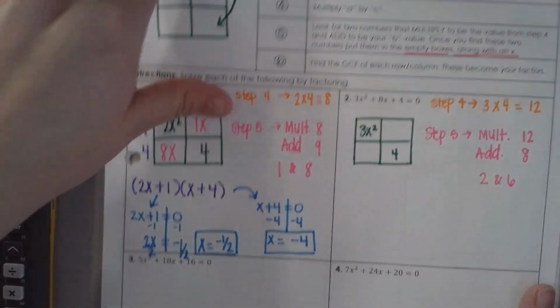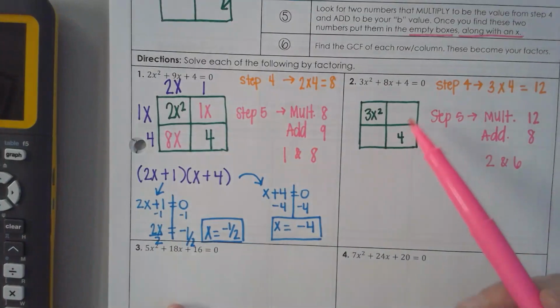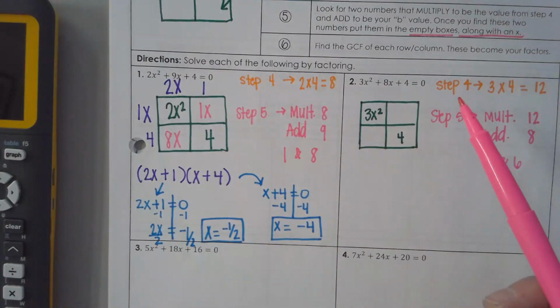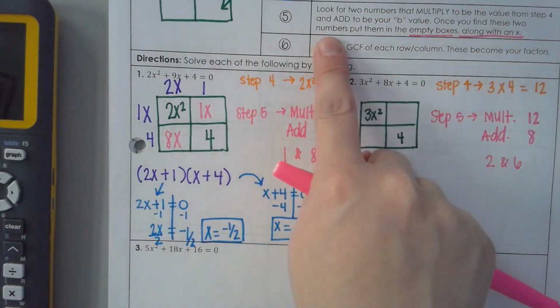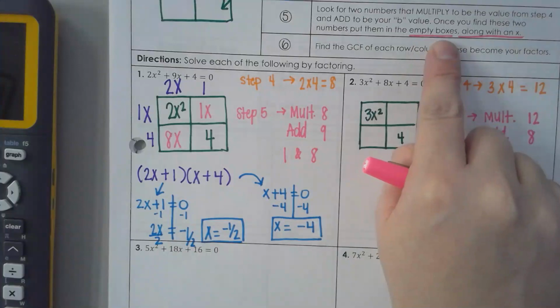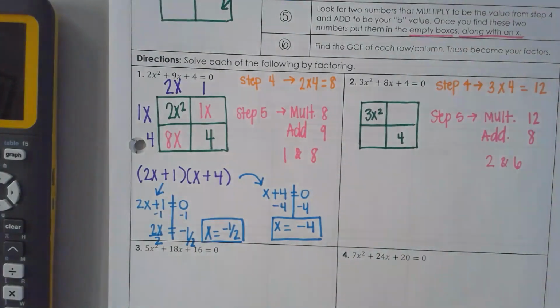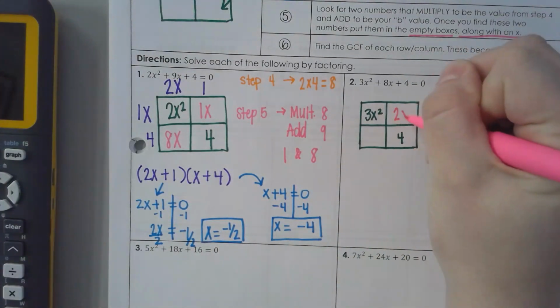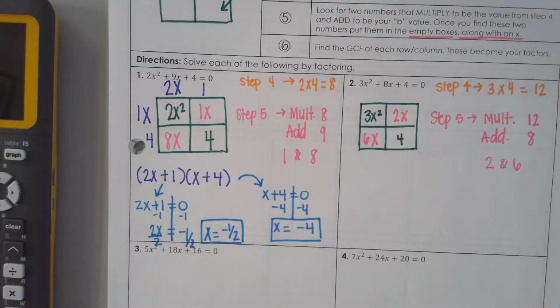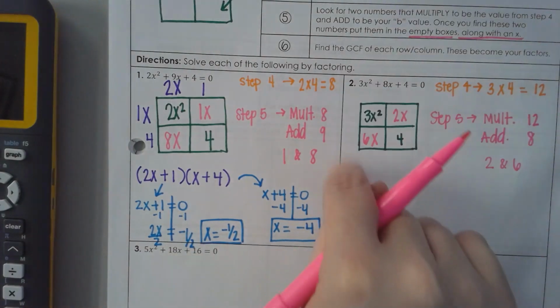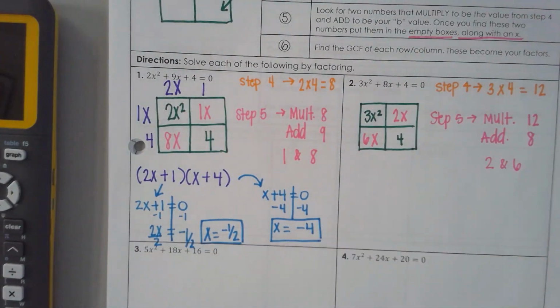And we take those two numbers and put them in the empty squares along with an X. Once you find these two numbers, put them in the empty boxes along with an X. So I'm going to put the 2 up there and the 6 at the bottom. If you reverse them, it's fine, but your top and side would be reversed. So I would just do it the way I do it.